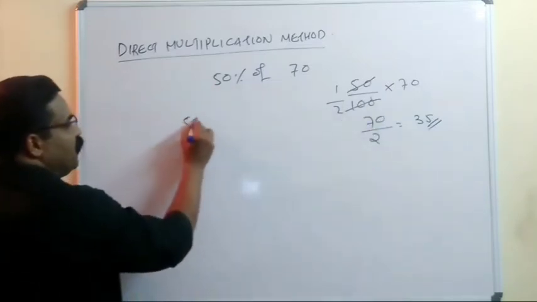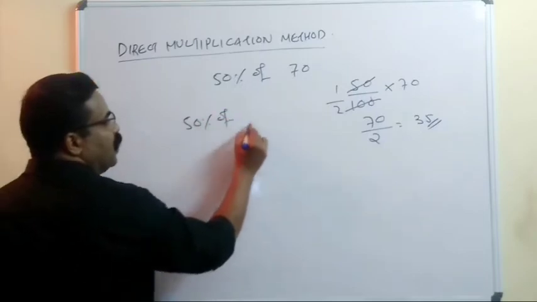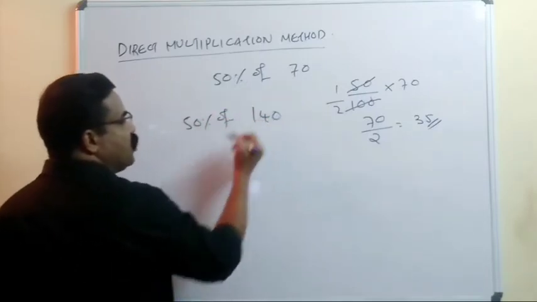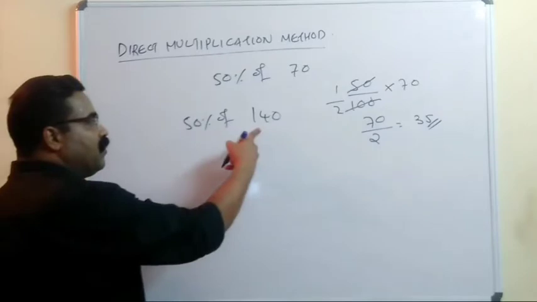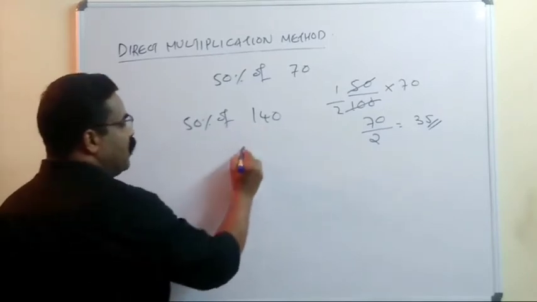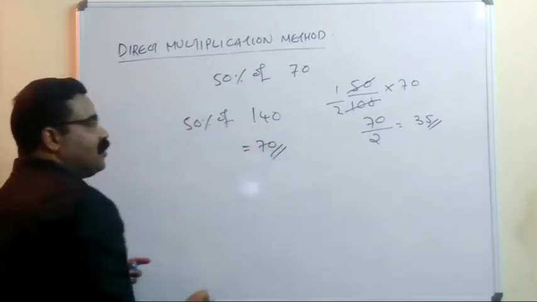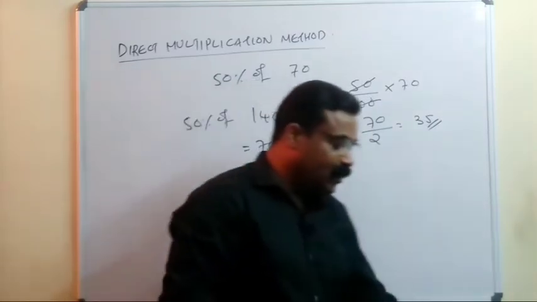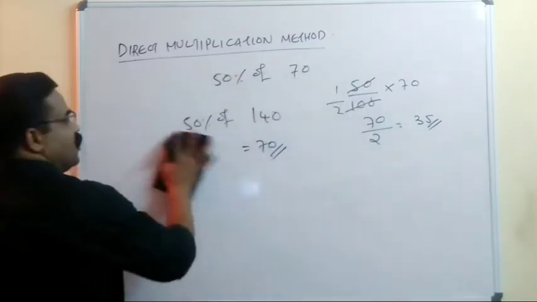So you want 50% of, you can say, 140. So what do we have to do? 50% of any number will be half of the number, that will be equal to 70. So these are the different tricks we have learned. So now we will summarize all these things that we have learned.